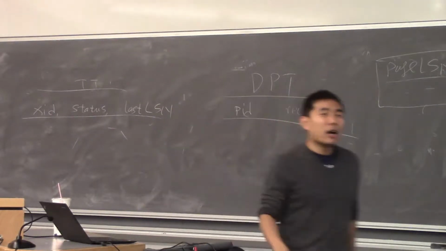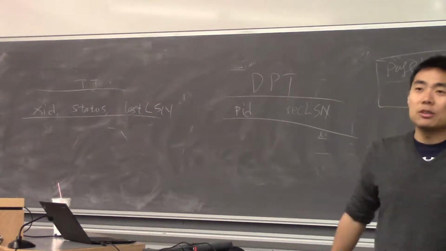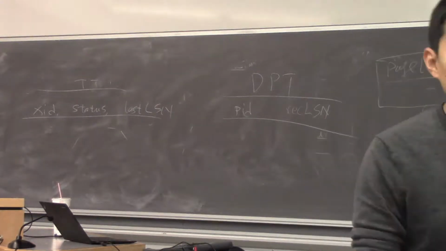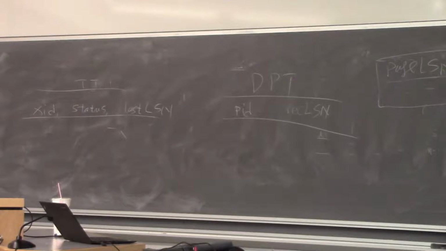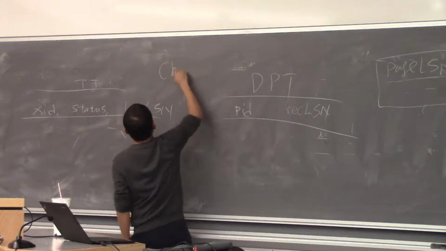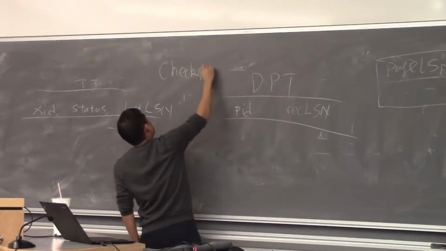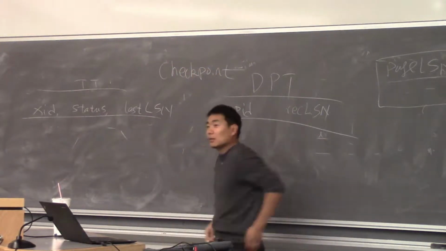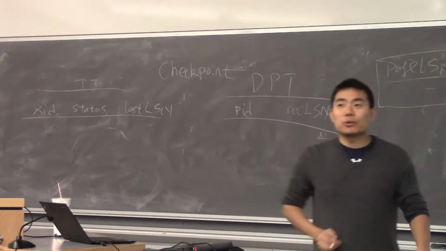You may wonder why you need these tables. Well, you need these tables for redo and undo purposes, which will become clear in a minute. And you need these tables for one thing I skipped really quickly just now: checkpoint. And what happens during checkpoint?